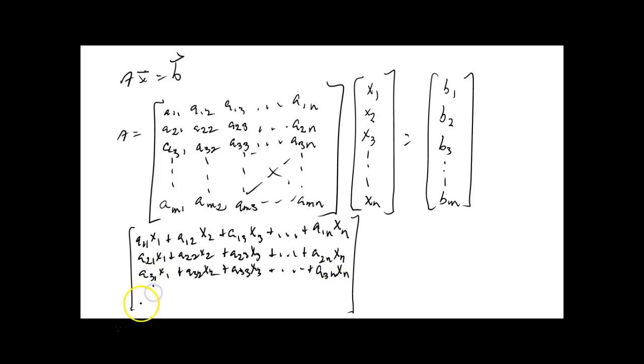And then you dot, dot, dot down to the bottom until you get to, and I'm running out of room down here, A sub M1 X sub 1 plus A sub M2 X sub 2 plus A sub M3 X sub 3 plus dot, dot, dot plus A sub MN X sub N. And this is that B vector. I'm just not going to write it again. I'm just going to get lazy like they do and call it B. But we know it's those numbers.